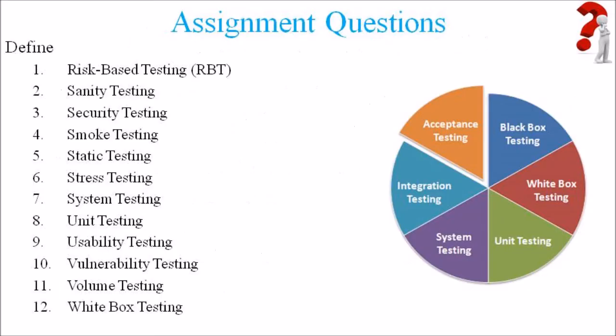So my dear students, in the last 4 set of lectures, we have discussed different types of software testing which are available to ensure the software quality in software engineering process. Please go through this assignment question. The question is: define risk-based testing, sanity testing, security testing, smoke testing, static testing, stress testing, system testing, unit testing, usability testing, vulnerability testing, volume testing, and white box testing.